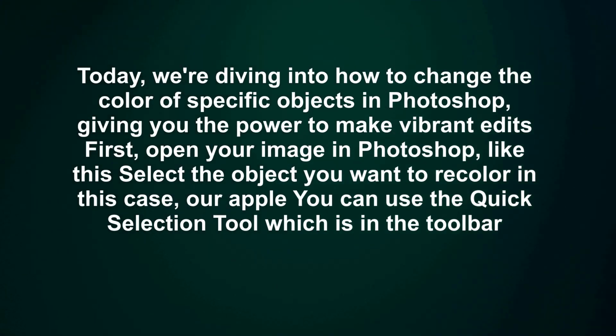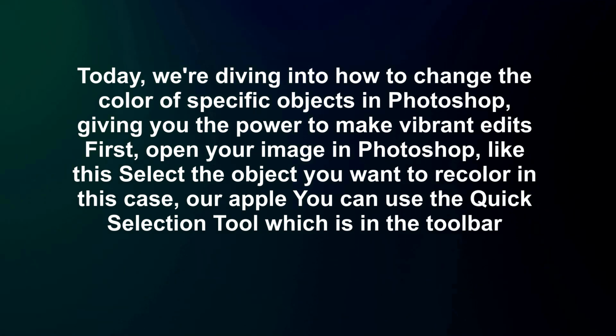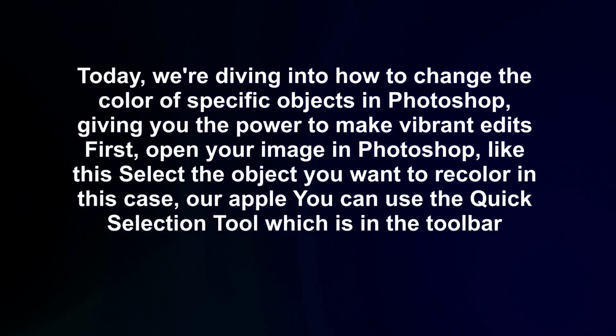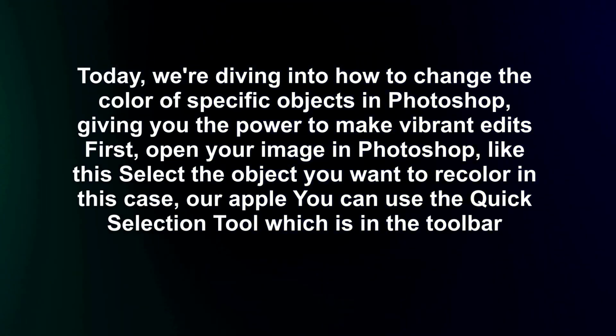Ready to transform your photos from drab to fab? Today, we're diving into how to change the color of specific objects in Photoshop, giving you the power to make vibrant edits. First, open your image in Photoshop.